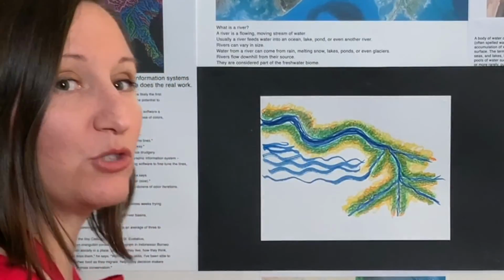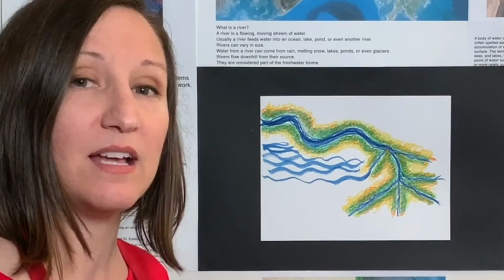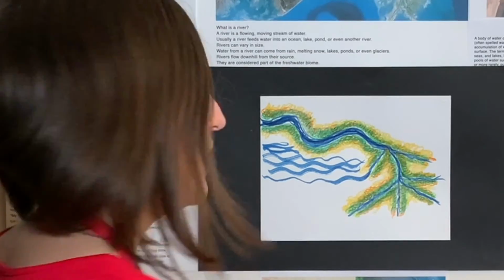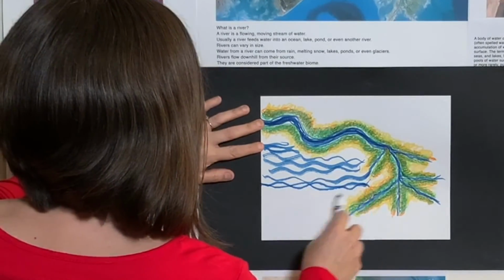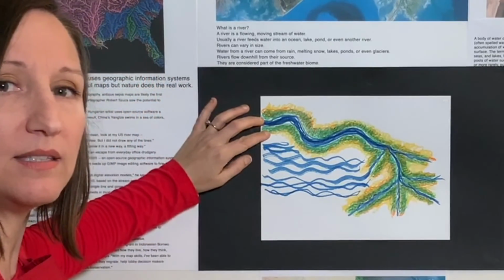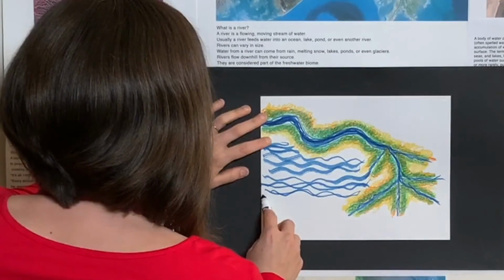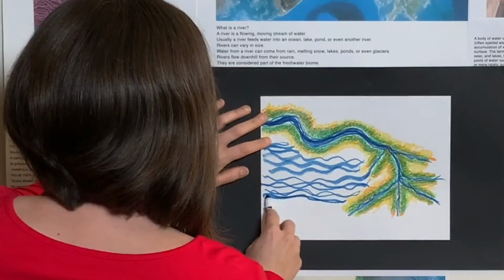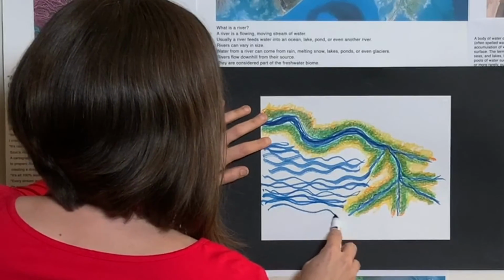And don't scribble scratch. We're creating water here. We're creating a texture of water. So we want to just go side to side. Side to side. With what kind of line is this? Wavy line. Very good. All right. Keep going. Create that water.